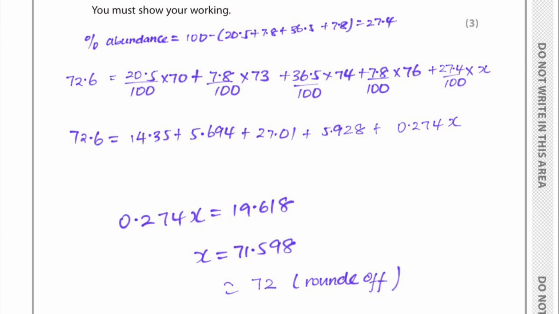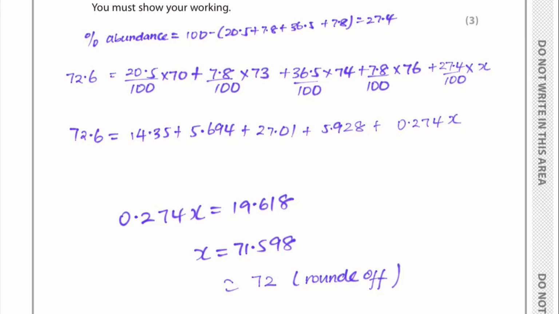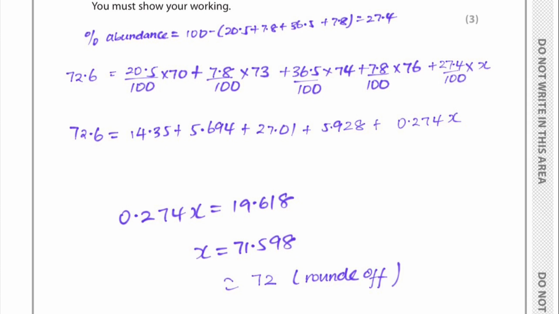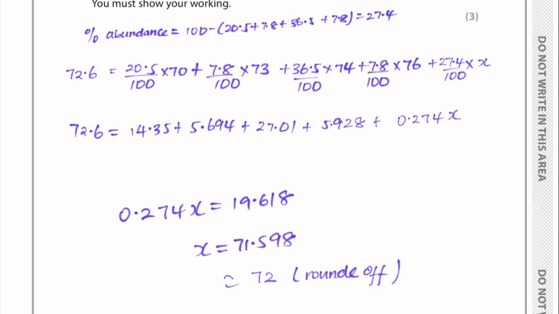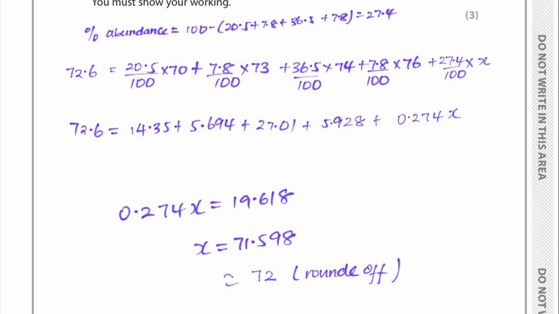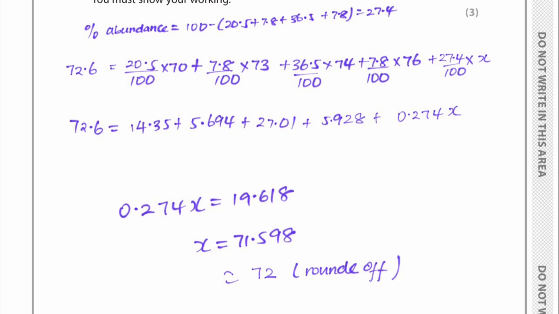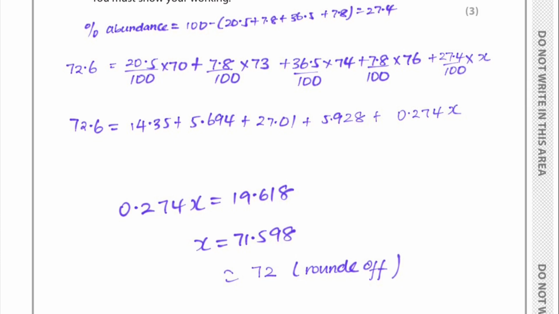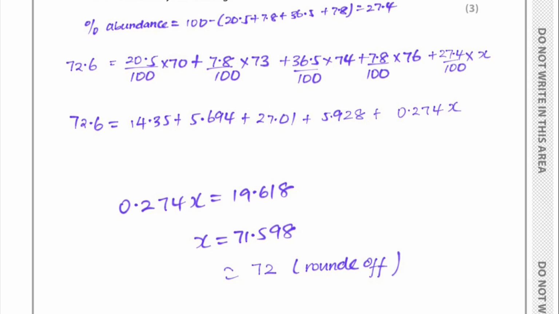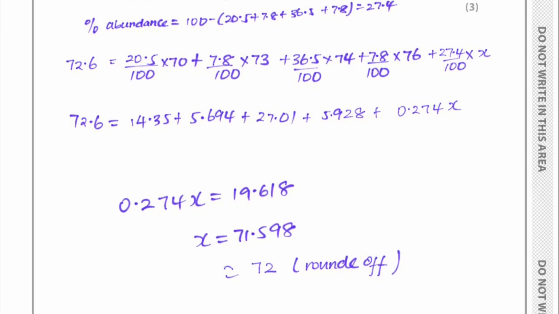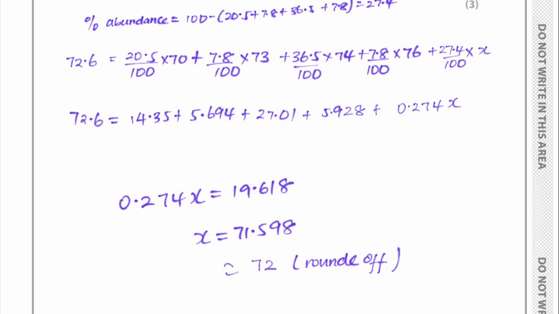So we then work out the missing value. Call it X. This is done by multiplying the isotopic abundances with their corresponding isotopic masses, including that of X. We then sum up all and divide by 100. This is equal to 72.6 as you see here. Rearrange to solve for X. 0.274x equals 72.6 minus 52.982 equals 19.618. X equals 71.598. We round this to 72.